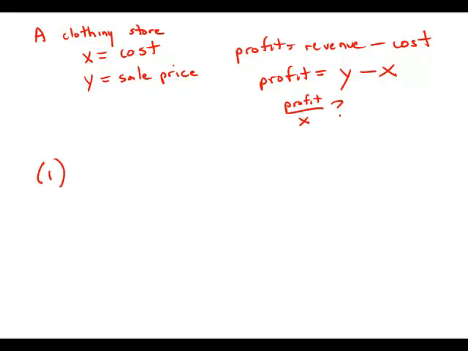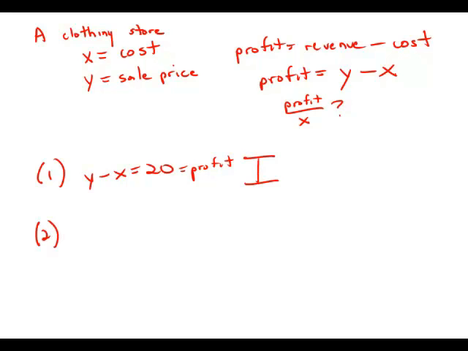So statement number 1 tells us that Y minus X equals 20. So in other words, we know that the profit is $20. But knowing that the profit is $20, that alone, we can't figure out anything else because we don't know the price of it. So this statement by itself is insufficient.